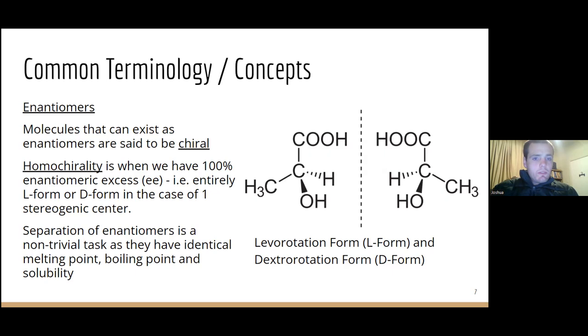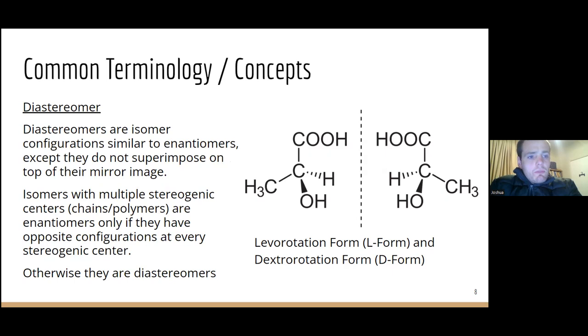So secondly, there is what they call a diastereomer, which is an awful word to pronounce. They are isomer configurations similar to that of an enantiomer, except they do not superimpose on top of the mirror image. So you find this when you have, like in the example on the right here, just one central carbon atom. But if you had a few central atoms that are connected together, then you can have it that the mirror image does not actually quite superimpose on itself.